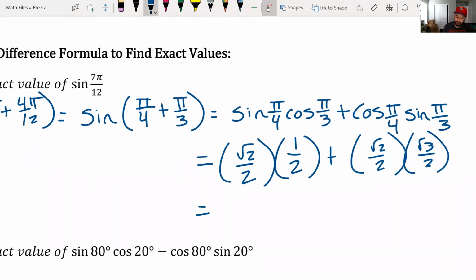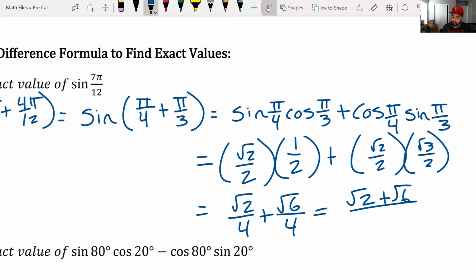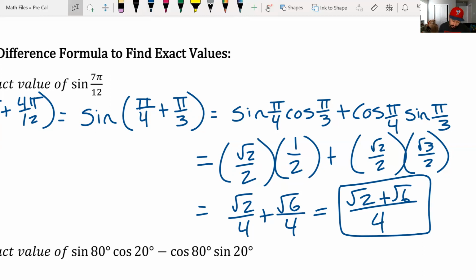Put it together. Square root 2 over 4 plus square root 6 over 4 gives me square root 2 plus square root 6 over 4. See how all these answers are related in some way. They all look the same. Perfect.